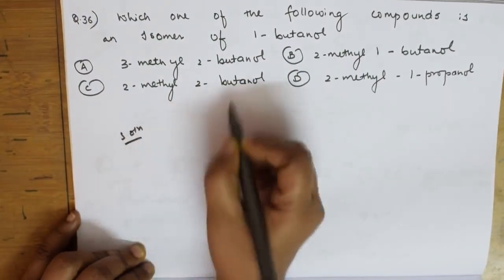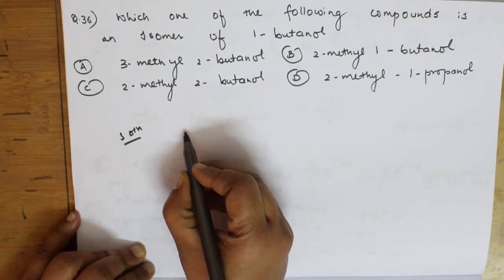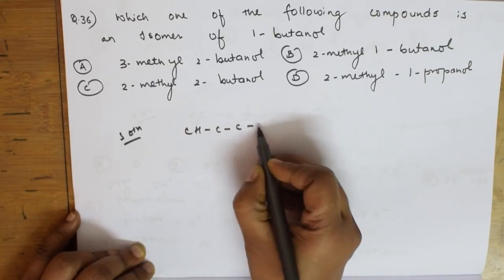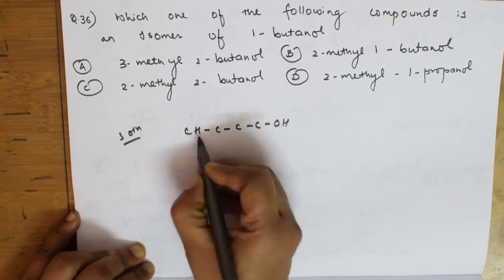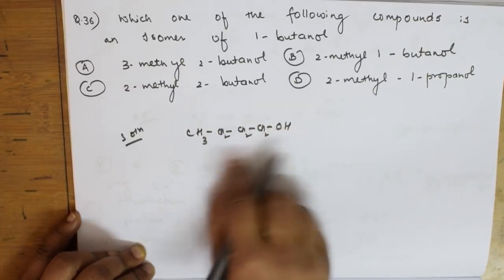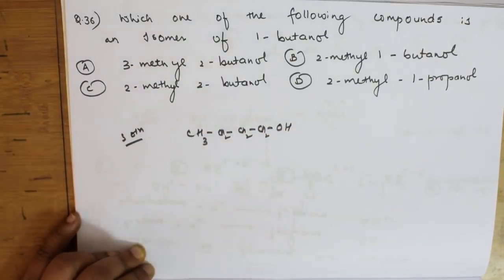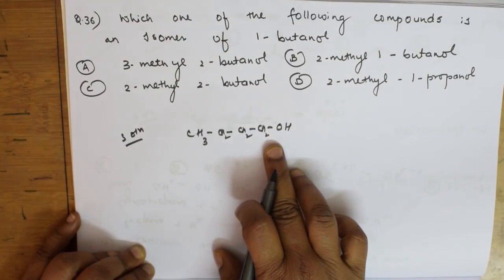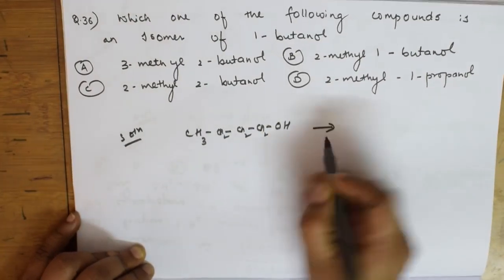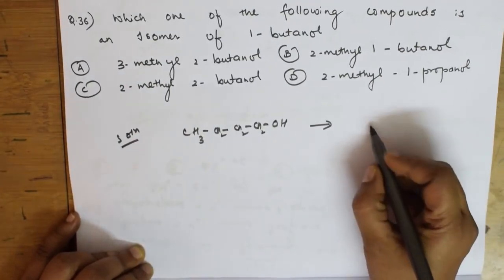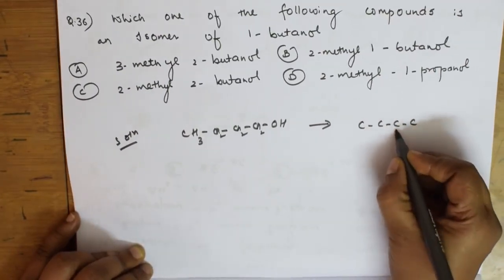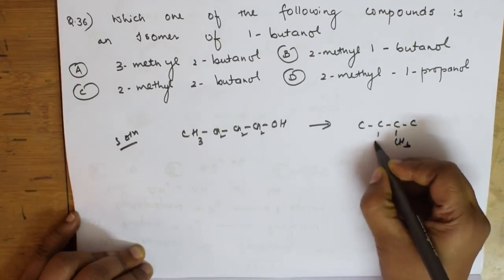So first of all, let us write 1-butanol. Butane is 4 carbon atoms. This is CH3, CH2, CH2, CH2. 1-butanol is written. I have to compare. So what is the isomer of this? Right. So, same number of atoms. Let me take option A, 3-methyl-2-butanol. 3-methyl.